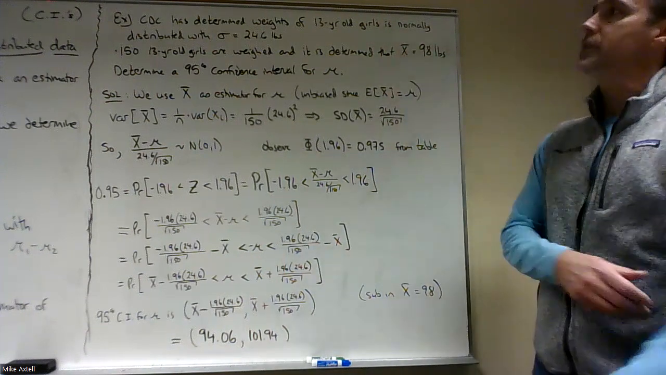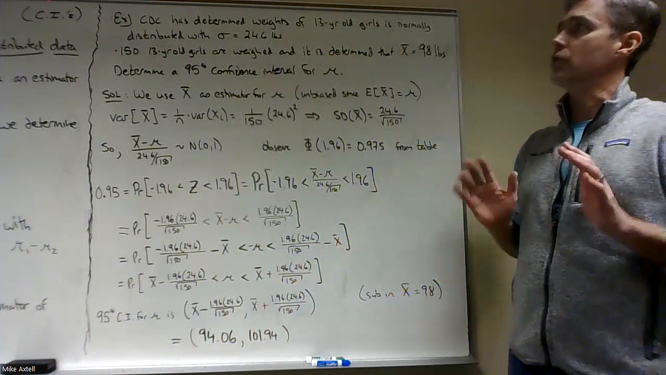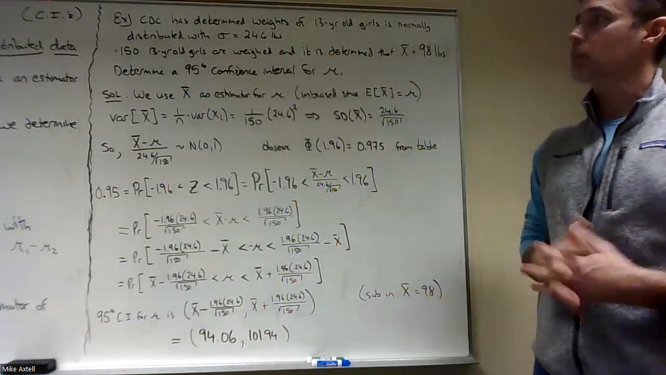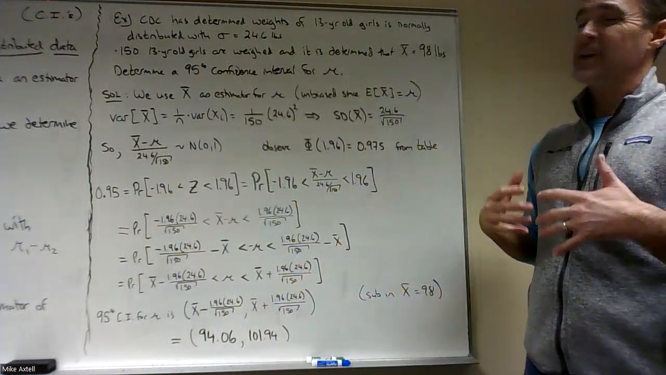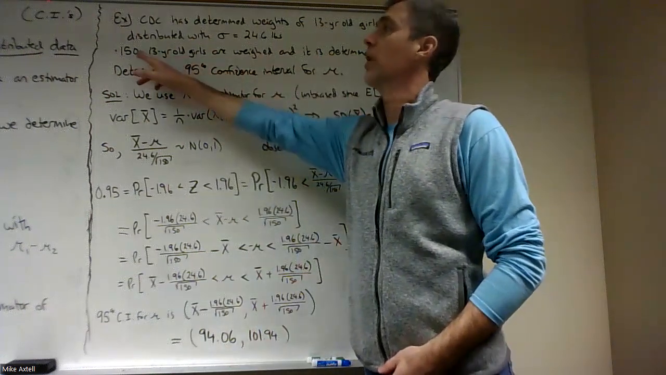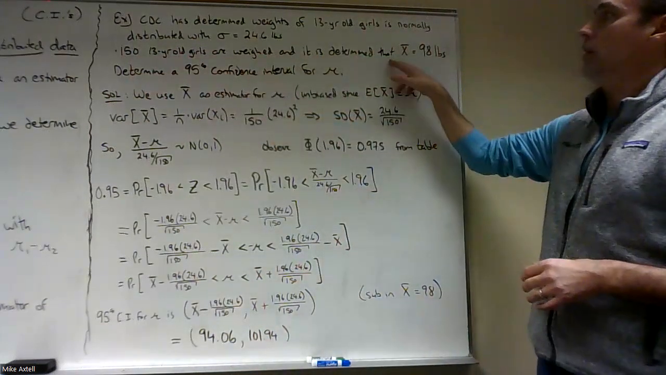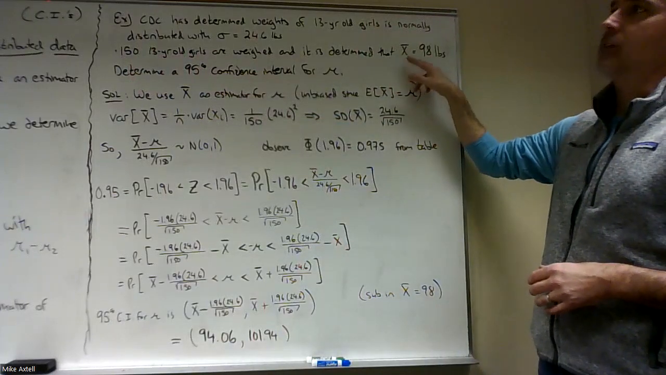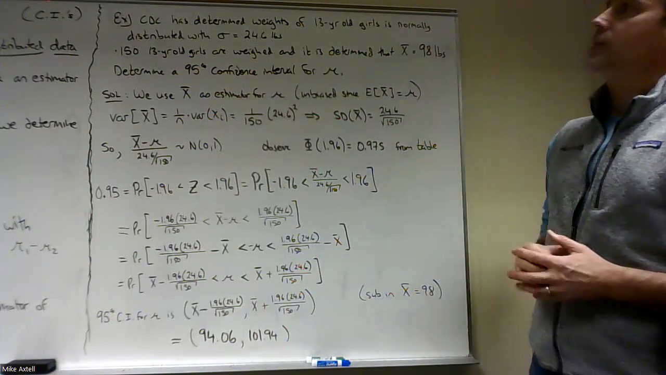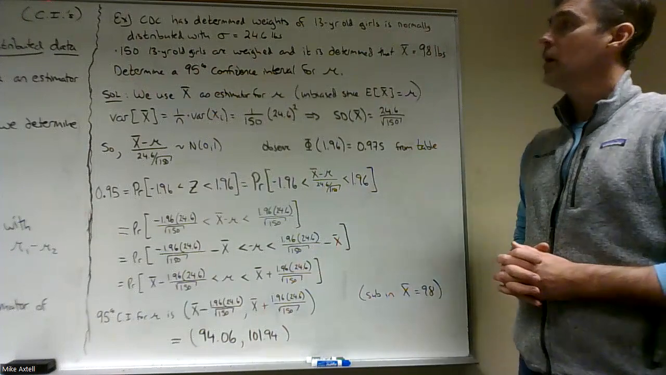The Centers for Disease Control, the CDC, has determined the weights of 13-year-old girls are normally distributed with a standard deviation of 24.6 pounds, okay? Now, we then grab a data set. We grab the weights of 150 13-year-old girls. And, you know, Excel or R tells us that the sample average is 98 pounds. We'd like to use this data to get a 95% confidence interval for mu, okay?